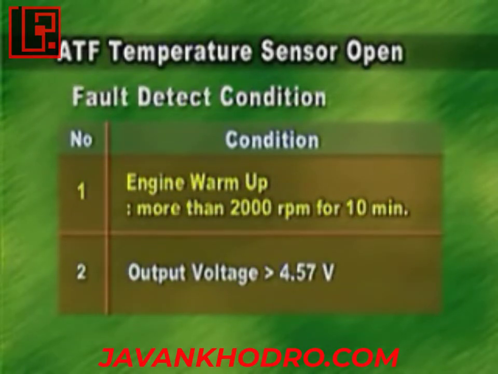Even though the vehicle has been driven for about 10 minutes at 2,000 RPM to warm up the vehicle, if the automatic transaxle fluid temperature sensor output is over 4.57 volts, the sensor connection is poor, and sensor open is displayed.